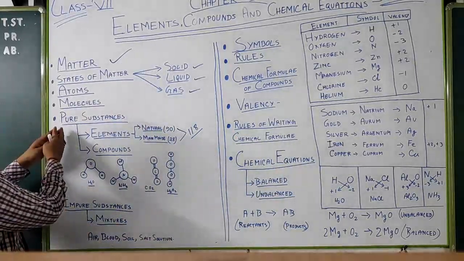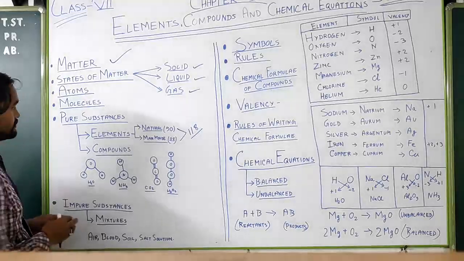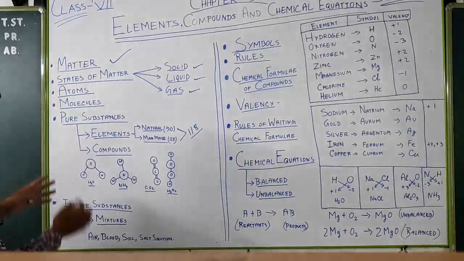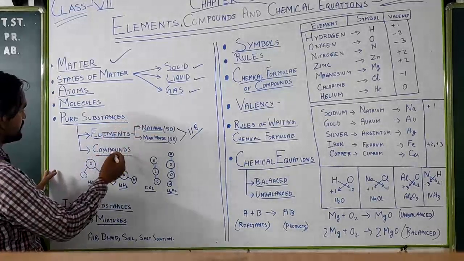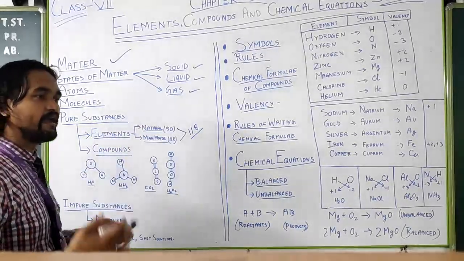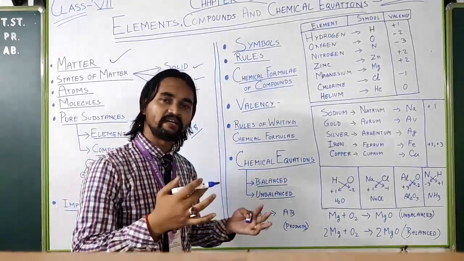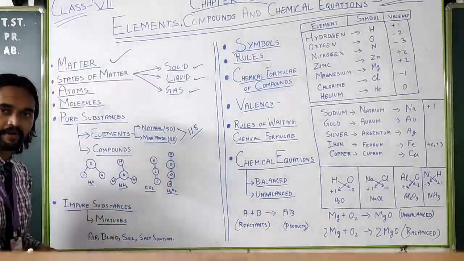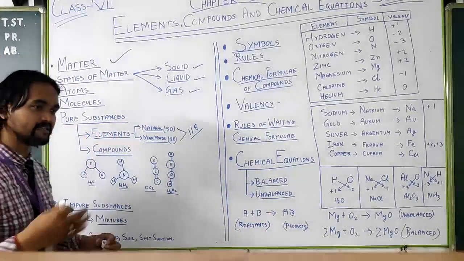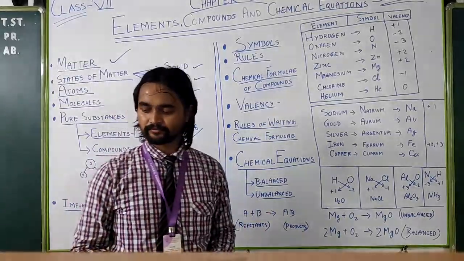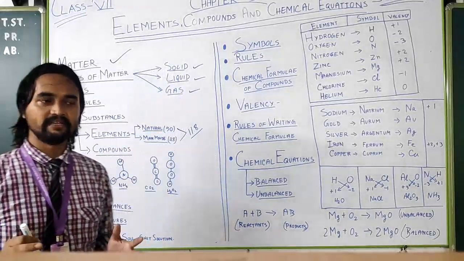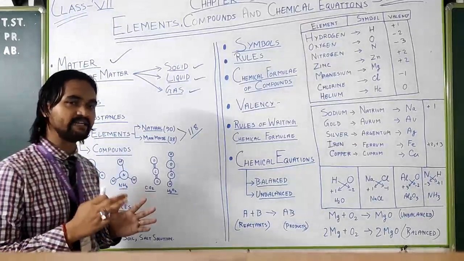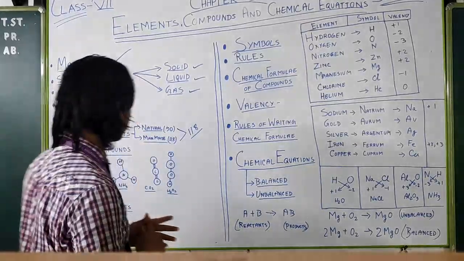Next is our topic, pure substance. We have already learned it. Pure substances are those substances that are made up of only one kind. That means it may be an element, it may be a compound. What are elements? Elements are the substances that exist in nature only in a pure state. They are made up of only one kind of atoms.